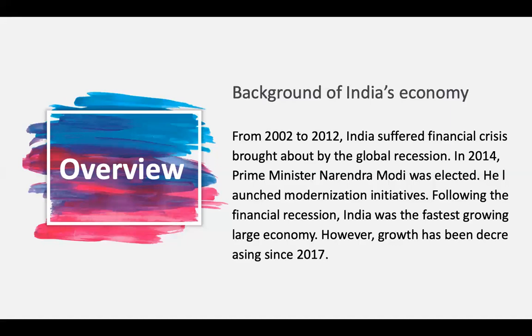Another reform that Prime Minister Modi did was launch a national sales tax system. This was to eliminate the red tape that curbed India's economic growth.